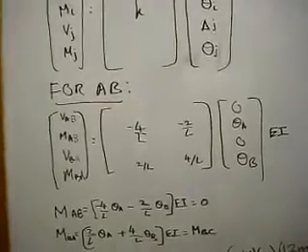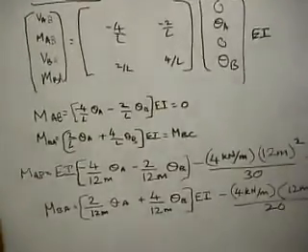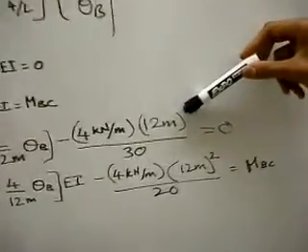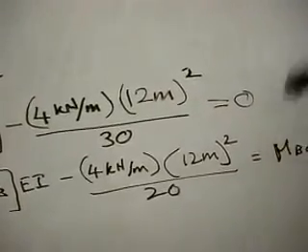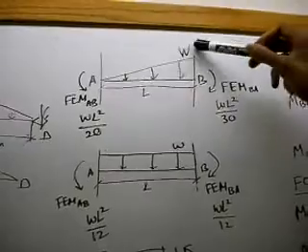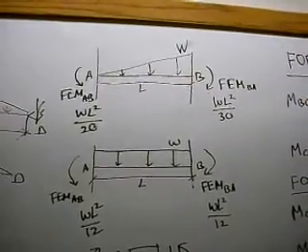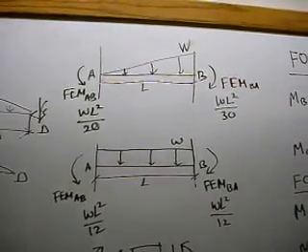So then we have to add on the fixed end moments for points A and B, which we get from the back of the book, where W is 4 kilonewtons for us and length is 12 meters.